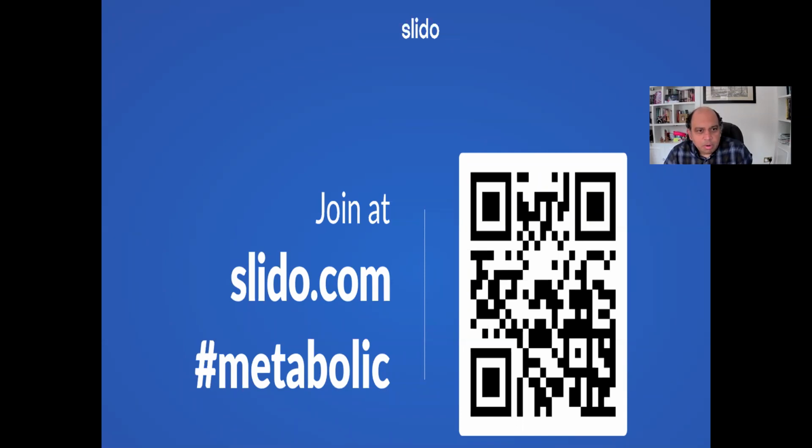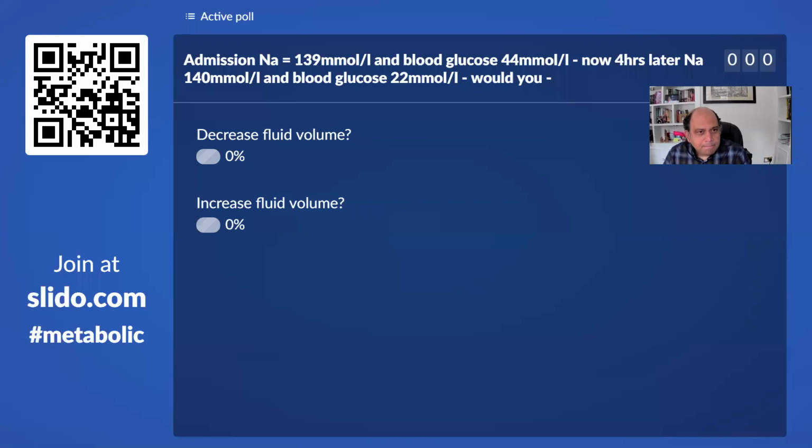So as you probably now guessed, the next Slido question is to get you to calculate the corrected sodium. Okay, so the admission sodium on this patient is 139. The blood glucose is 44. Now, 4 hours later, the measured sodium is 140, and the blood glucose is 22. Would you increase or decrease the fluid volume delivered to the patient?